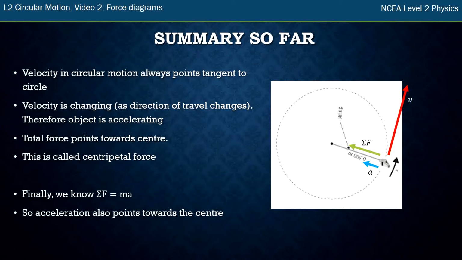So we've got three different vectors there. Because they're different types of vectors, you make sure you label them so you know what they are. But you have to know for any object going around a circle, velocity is tangent, and total force and acceleration always point towards the center of the circle.